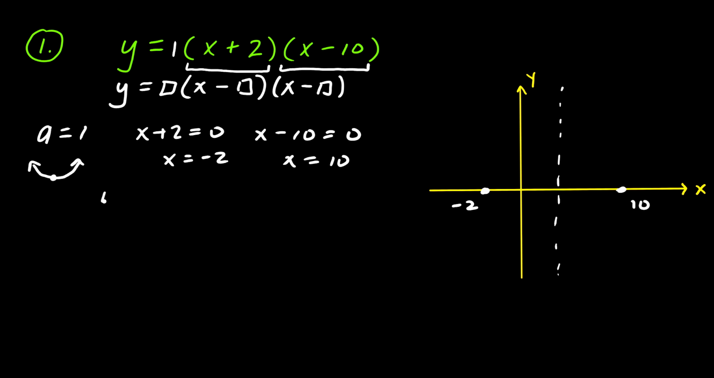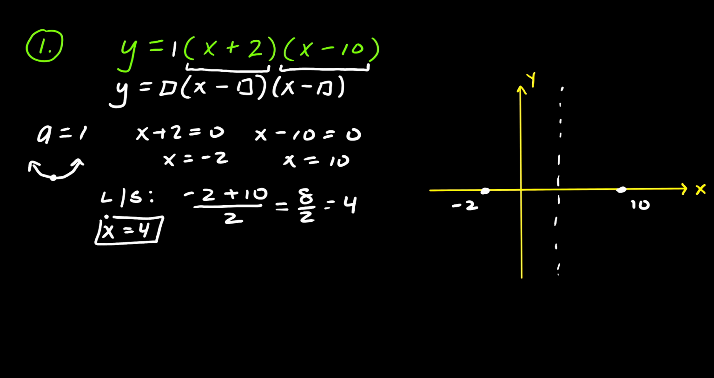So to find the line of symmetry, which I'll abbreviate L/S, we're just going to take our two x-intercepts, negative 2 and 10, add them and divide by 2. It will always be the average. So we'll get 8 over 2, which is 4. So our line of symmetry is x equals 4. I'll label that up here.